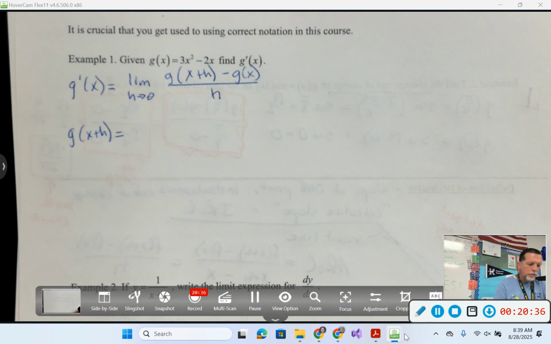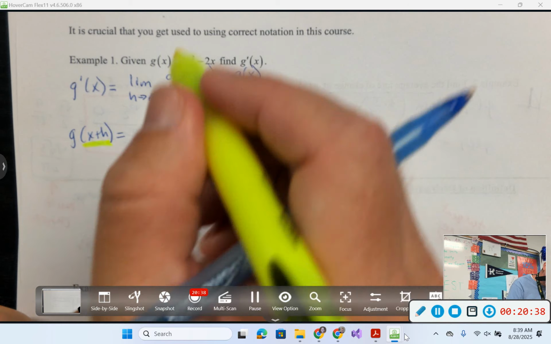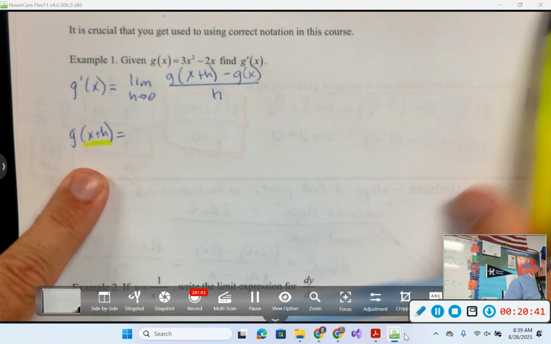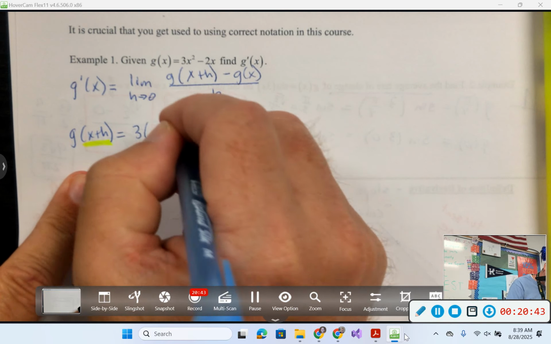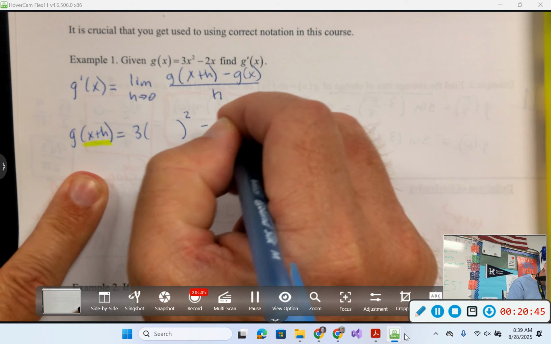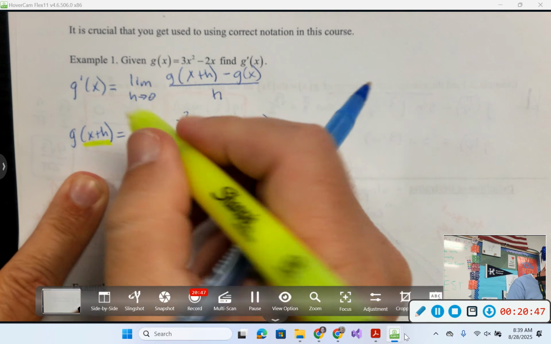Oh, Algebra 2 had a rough time with this yesterday on their test. They had to find g of x plus h, and some of them forgot what that meant. You guys wouldn't make that mistake.